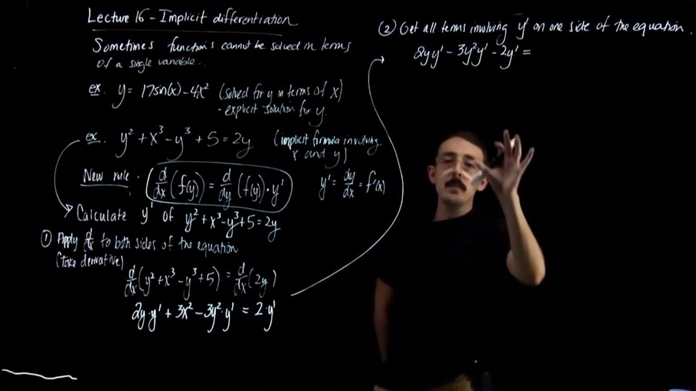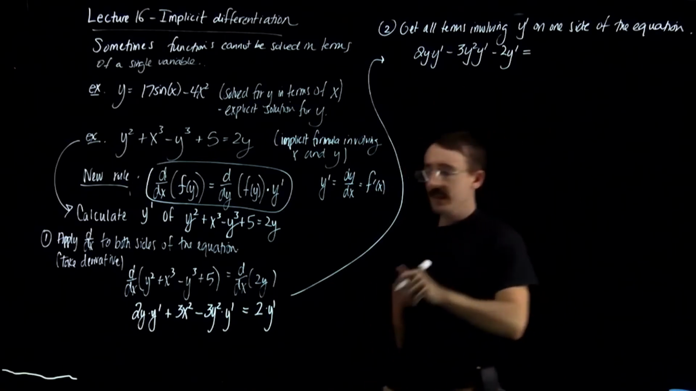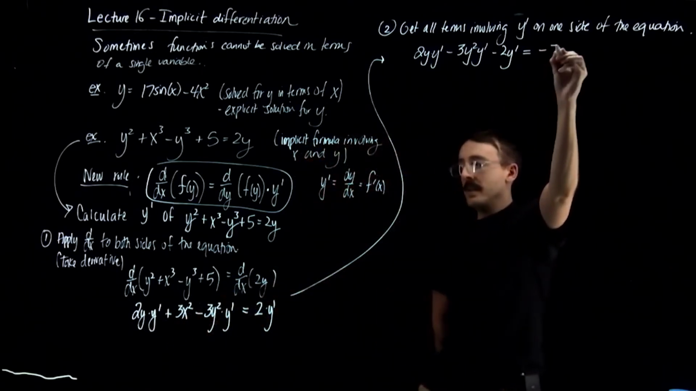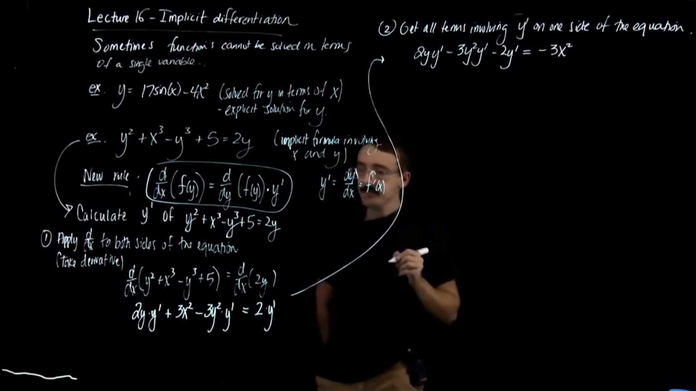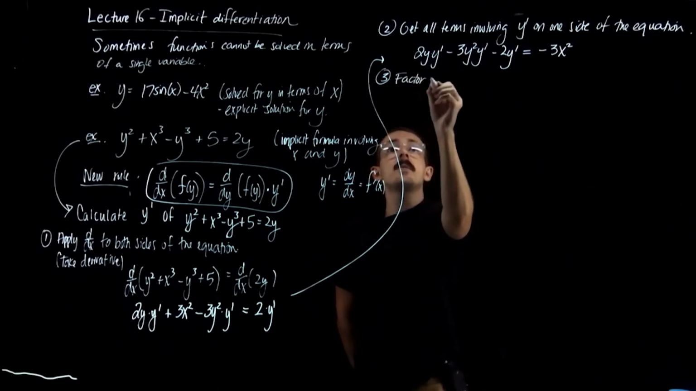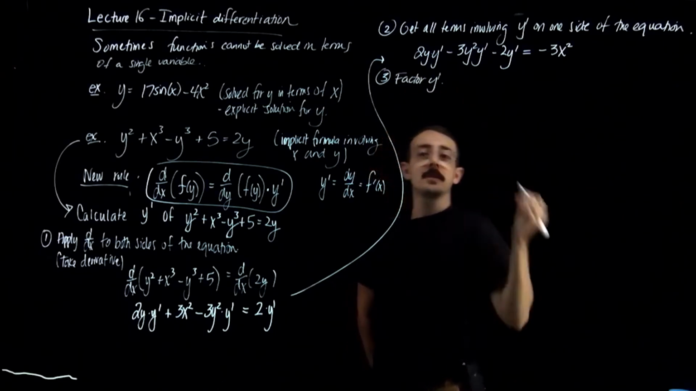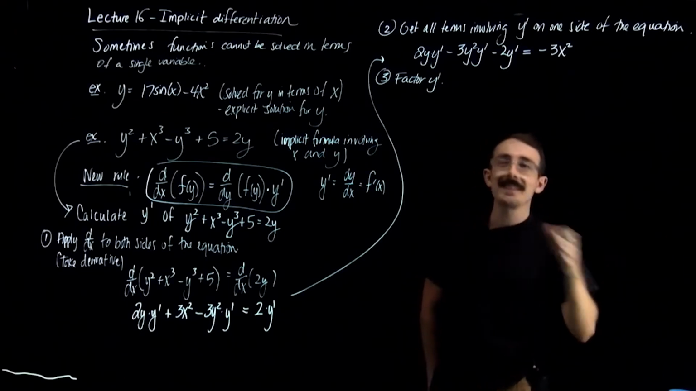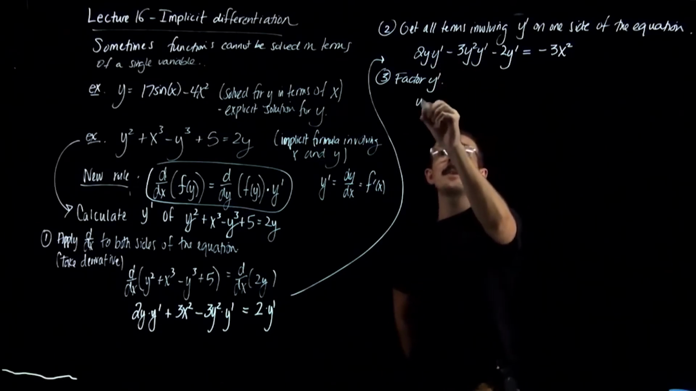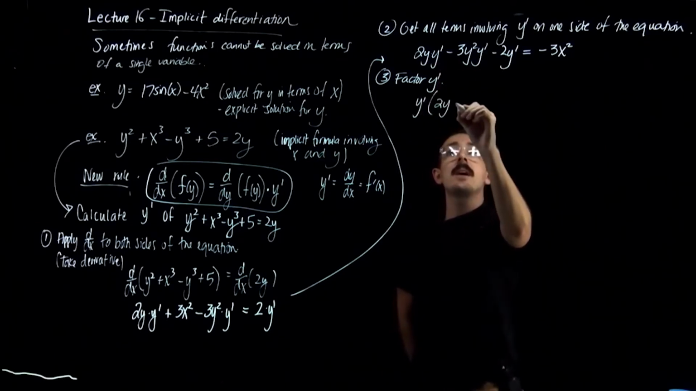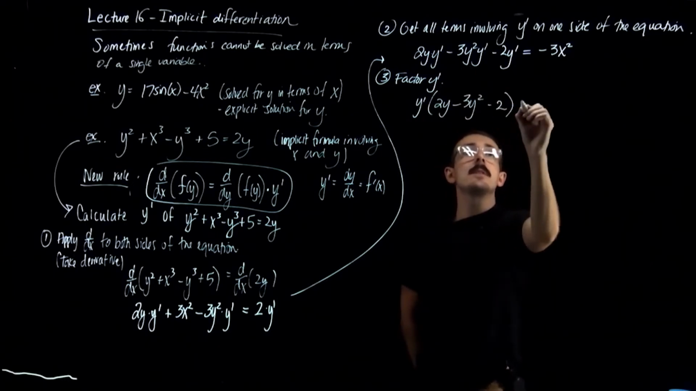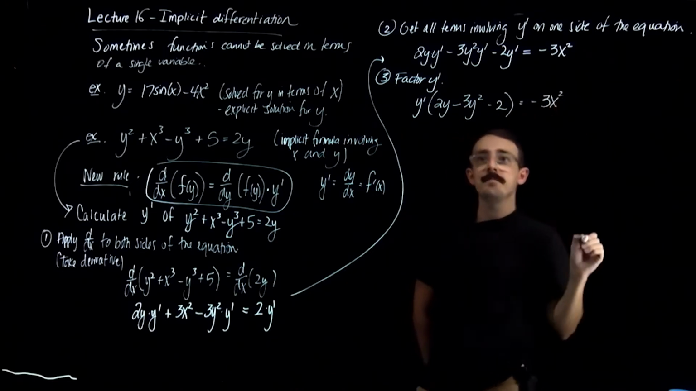That equals, and I'll move everything that doesn't have a y prime to the right side. So the only one I see is this right here. And if I move it over, it's minus 3x squared. And I think I'm good there. So once you've done this, you're going to factor y prime. So from this side where I have all the y primes, factor that out, and you get y prime. And what's left is 2y minus, what's left here is 3y squared. And here I have a minus 2 equals negative 3x squared.